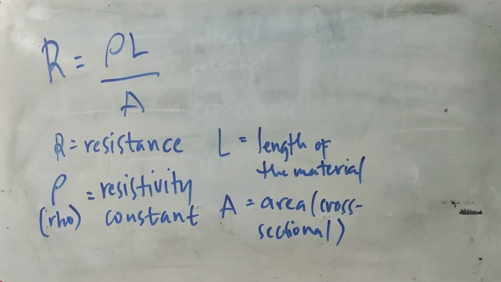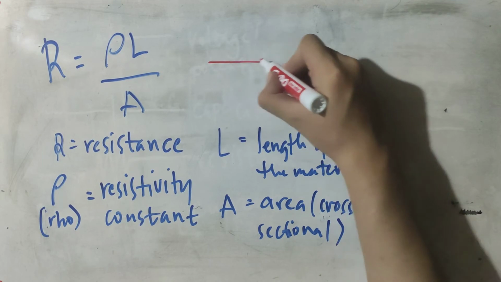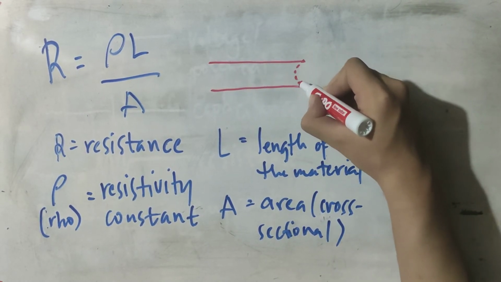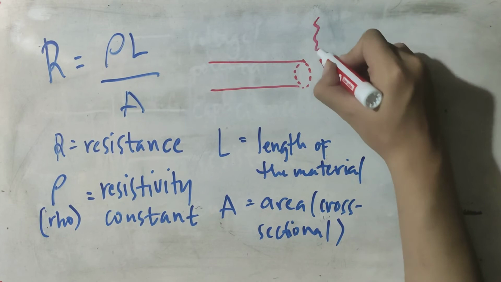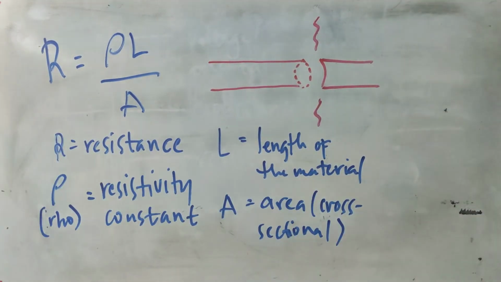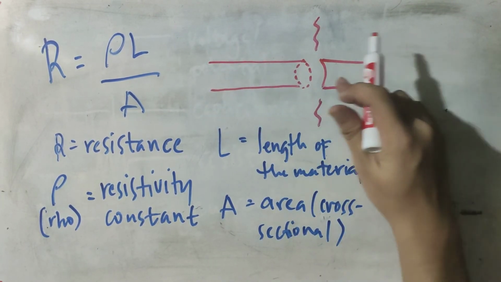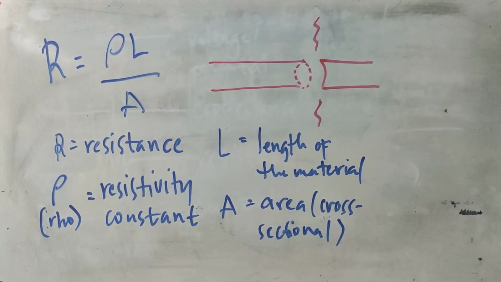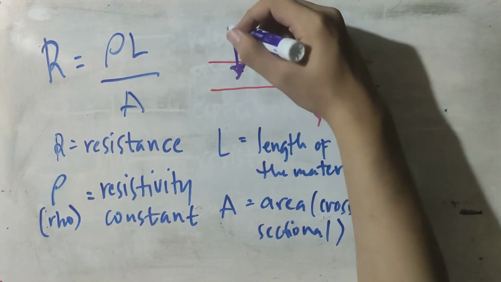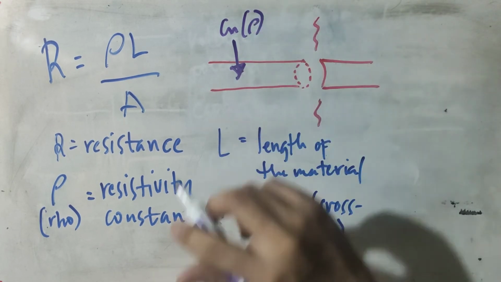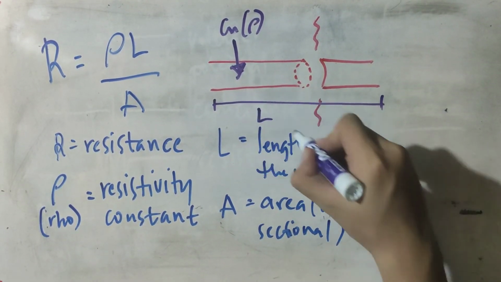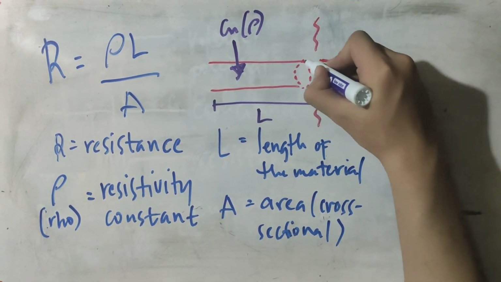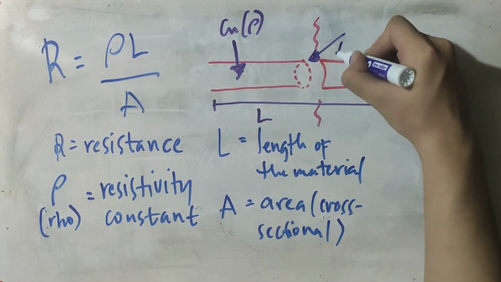Let's say you have a wire, a copper wire. Let's magnify that copper wire to look something like this. If you tore it in between, this would be the material. So your material would be copper, and that would stand for resistivity. This one would be the length of the material, and this particular part is your area.